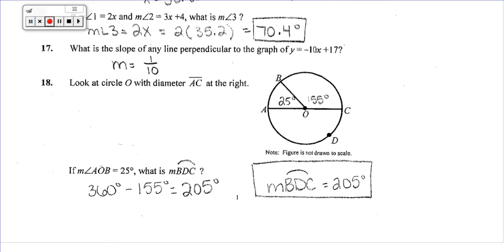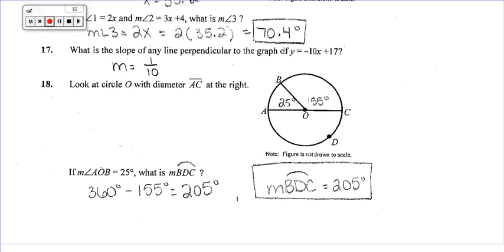Alright, number 17. What's the slope of any line perpendicular to this line? y equals negative 10x plus 17. Okay, so start with the negative 10. There's your slope. Its opposite reciprocal would be 1/10, positive 1/10, because this is negative 10 over 1. Flip it and take its opposite, and you get positive 1/10.